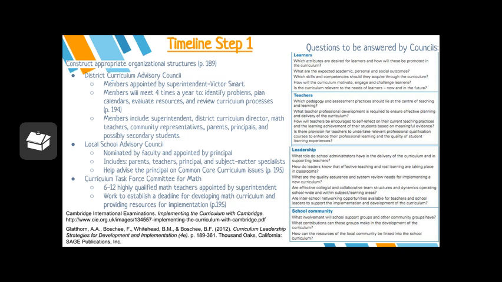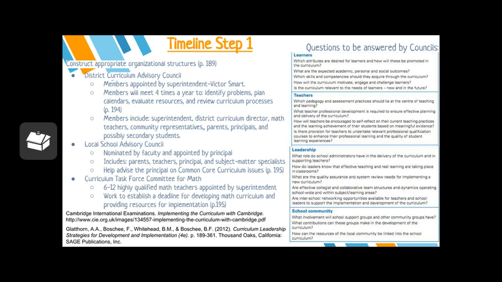The next one is Local School Advisory Council, nominated by faculty and appointed by the principal. It also includes parents, teachers, principals, and subject matter specialists. This group helps advise the principal on Common Core curriculum issues.